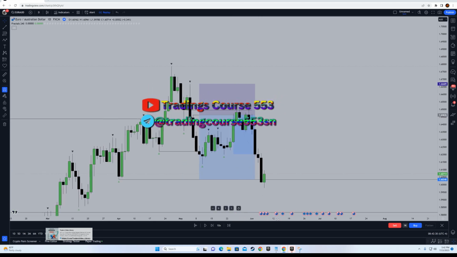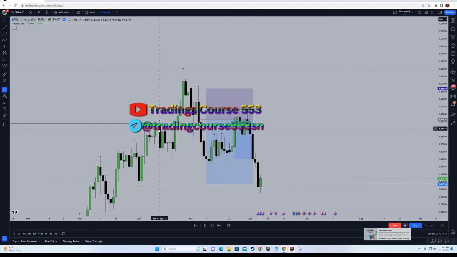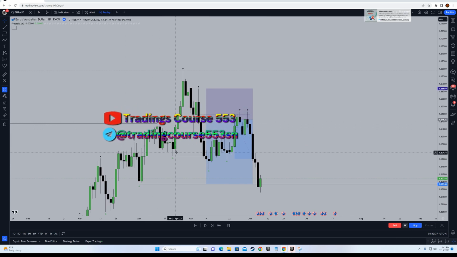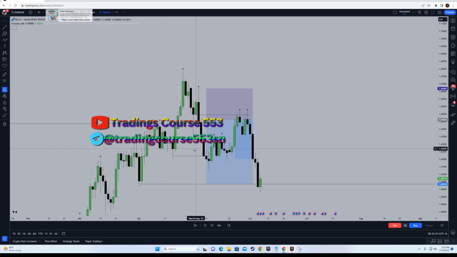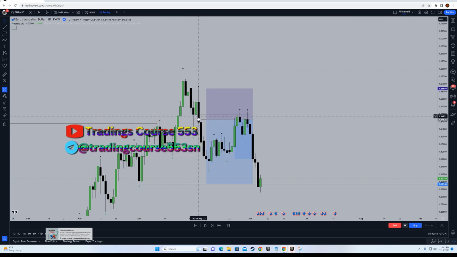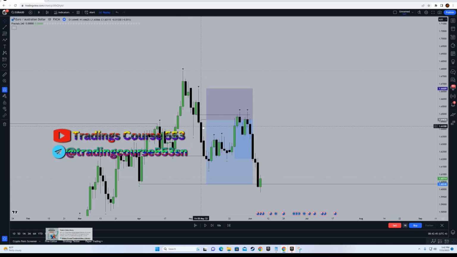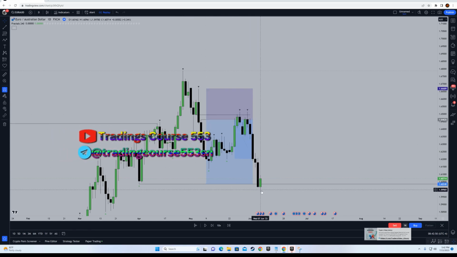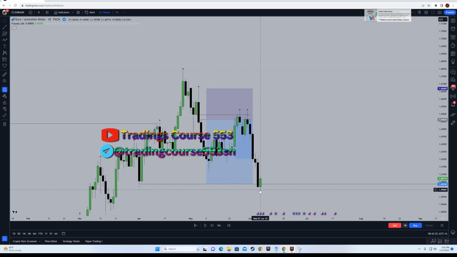So right here you can see that beautiful price delivery. We took out the monthly external liquidity here, right? And we went up, and we then had a market structure shift right here, and this is the fair value gap in the premium. We take a trade here and we just drop down below. Very simple.